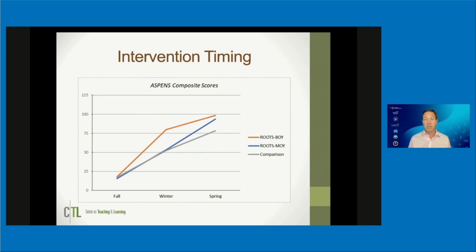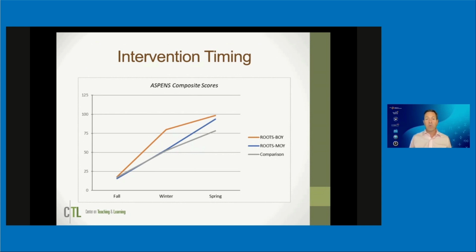And you can see here on the graph that from fall to winter, our Roots middle of the year and our comparison groups looked essentially the same. And that's because they were getting business as usual. Whereas our students that got Roots at the beginning of the year, from fall to winter, had a drastic increase in their scores over time, such that in the winter they were outperforming both of those groups.